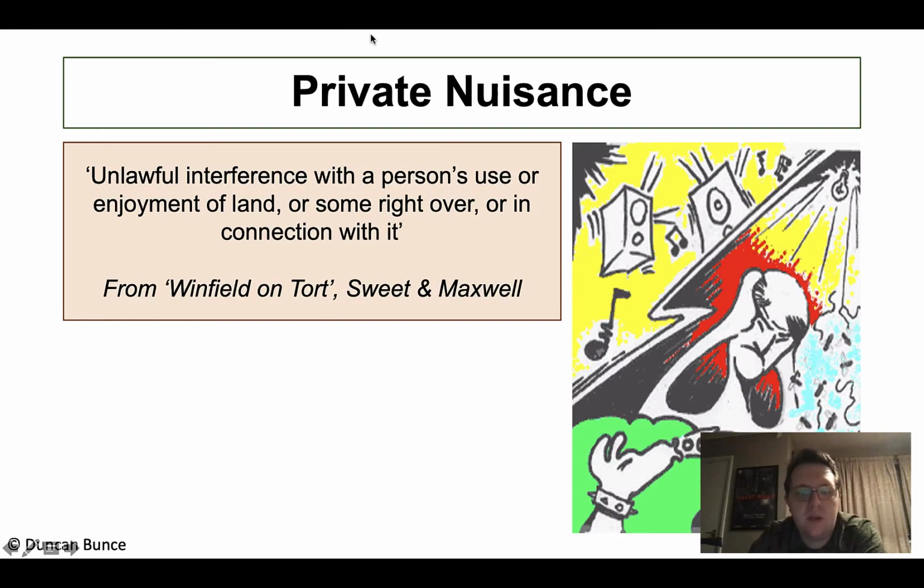So to begin with, a useful quote from a text, Winfield on Tort. It says here that private nuisance is an unlawful interference with a person's use or enjoyment of land or some right over or in connection with it. Now, that's all very well and good, but for the purposes of the exam, we need to break that down into its simplest parts and really look at the components or the elements that the claimant will have to prove. So I'm going to do that now.